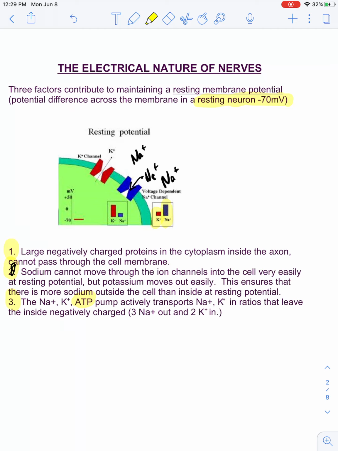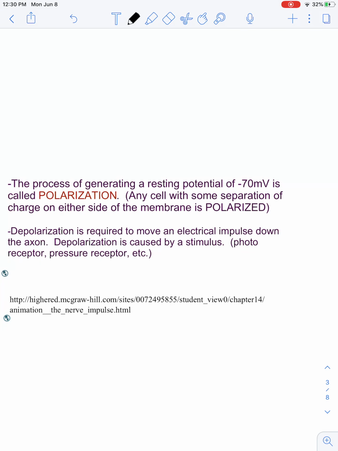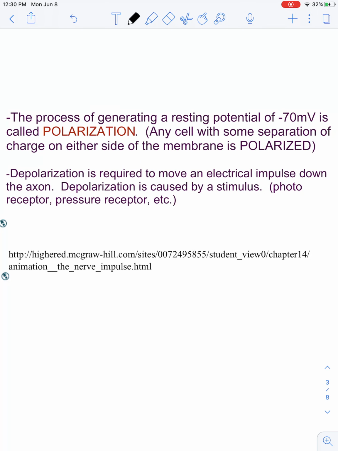So here we have a pump that actively transports sodium and potassium ions in ratios that leave the inside negatively charged. It pumps 3 sodiums out for 2 potassiums in, which means we're maintaining more positive on the outside than the inside. And that all contributes to that magical number of negative 70 millivolts, which is the voltage inside the neuron when it is not conducting electricity. So when it's just hanging out. Conducting electricity, not energy. Just some terminology.